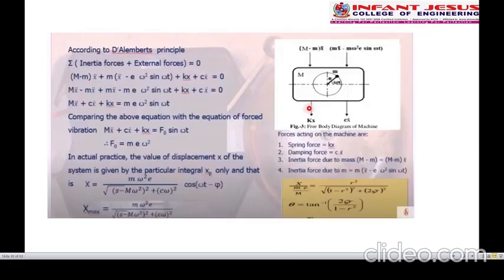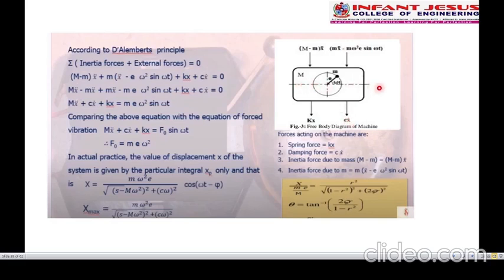So next we are going to draw the free body diagram of the machine. This is the entire mass of the machine, capital M, and this is the spring force. The spring force is written as kx, and it is acting downwards. The damping force is also acting downwards, so c dx by dt, which is written as x dot.